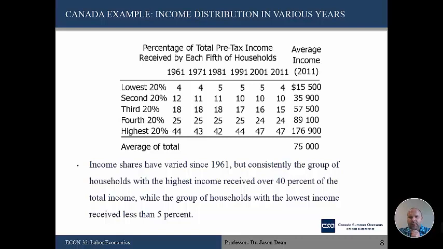And if we look at this over time, we see that they've varied, but consistently the group of households with the highest income received over 40% of the total income, and then the lowest group has 5 or less percent of the total income. These are the average earnings within each category, and the average of the total is 7,500.